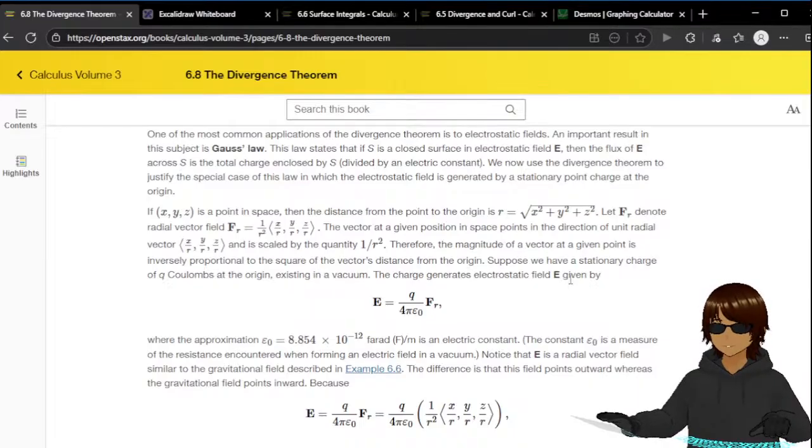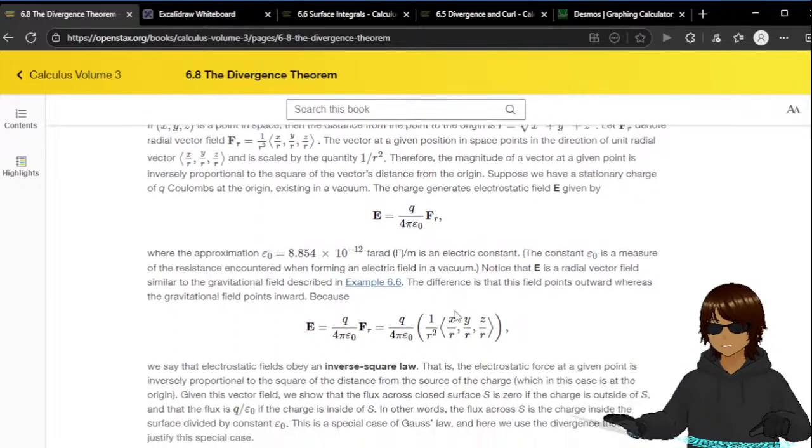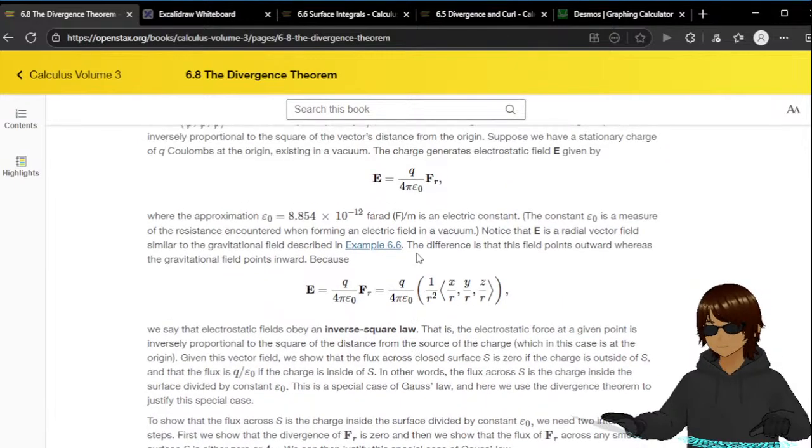The charge generates an electrostatic field given by this, where epsilon is an electric constant. The constant is a measure of resistance encountered when forming an electric field in a vacuum. Notice that E is a radial vector field similar to the vector gravitational field described in example 6.6. The difference is that this field points outward whereas the gravitational field points inward.